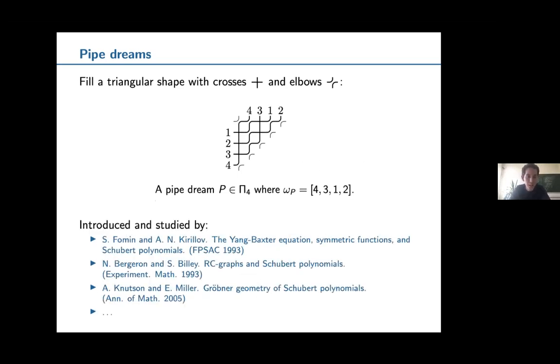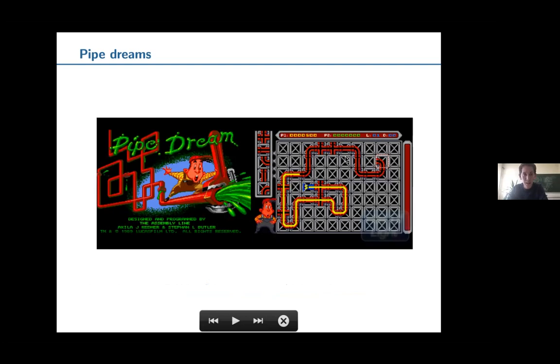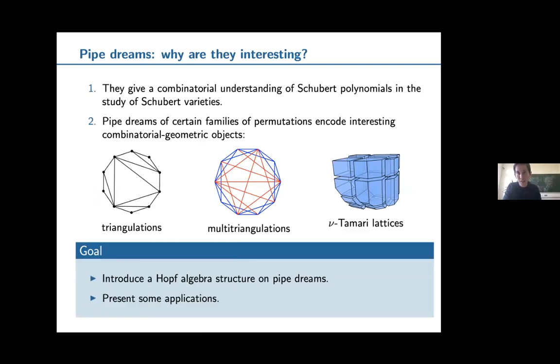Now, these objects were originally defined by Bergeron and Billey in this form, and they call them RC graphs. And they did it based on work of Fomin and Kirillov from the 1990s. And then these objects were renamed after work of Knutson and Miller, who revisited them in the 2000s, around 2005, in the study of Brummer geometry of Schubert polynomials, and they renamed them as pipe dreams. And the reason why they are called pipe dreams is because they have a nice similarity with this video game called Pipe Dream, where you are supposed to build some pipes to guide some liquid that is coming from a source.